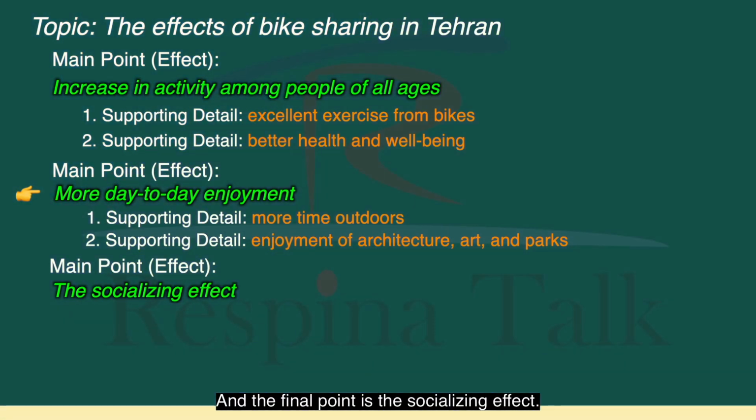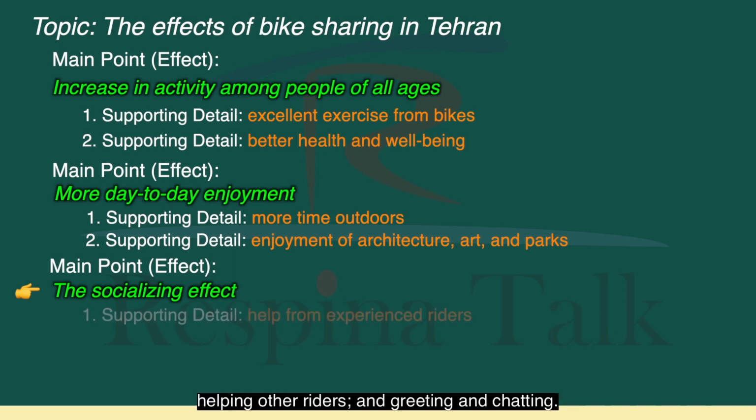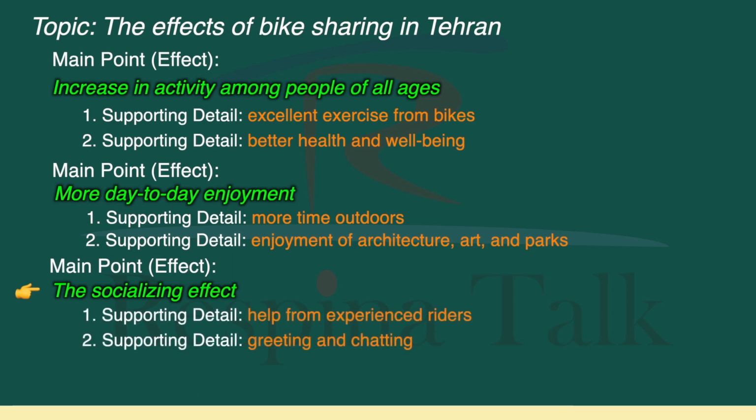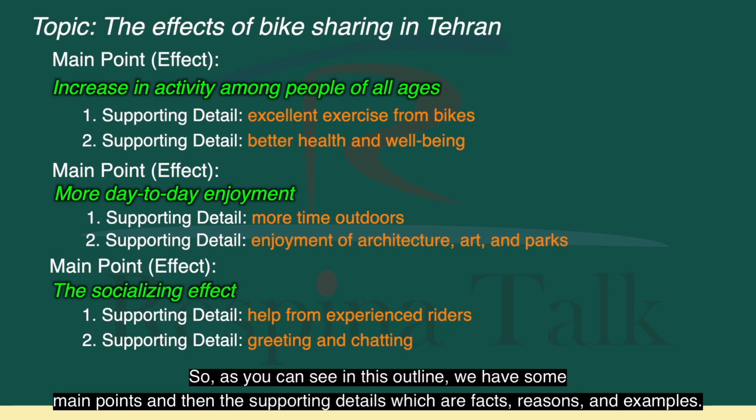And the final point is the socializing effect. To support how they can socialize, we have 2 ideas of socializing: helping other writers and greeting and chatting. So, as you can see in this outline, we have some main points and then the supporting details, which are facts, reasons, and examples.